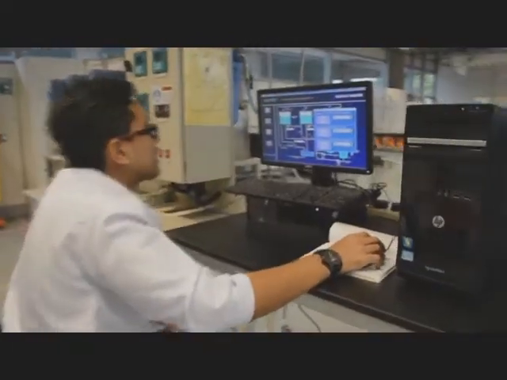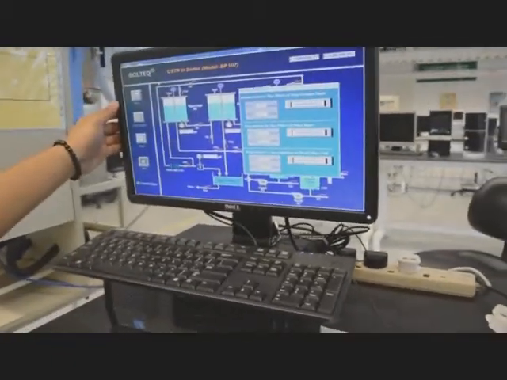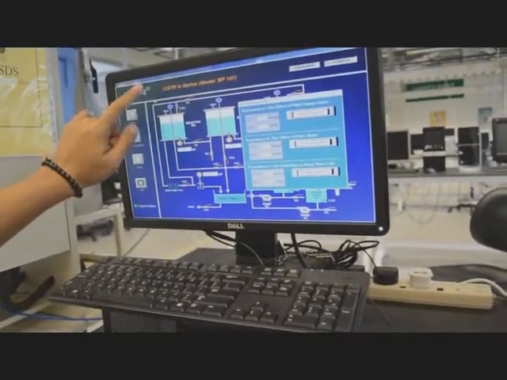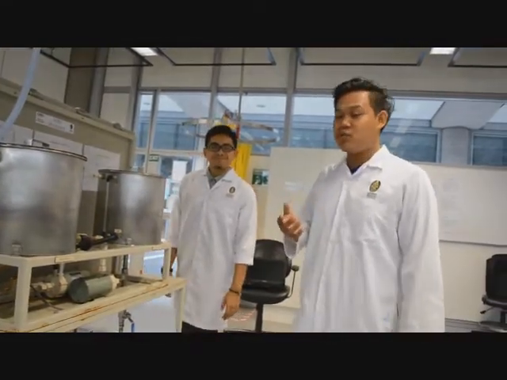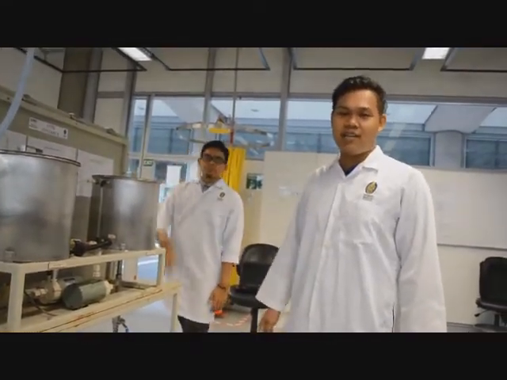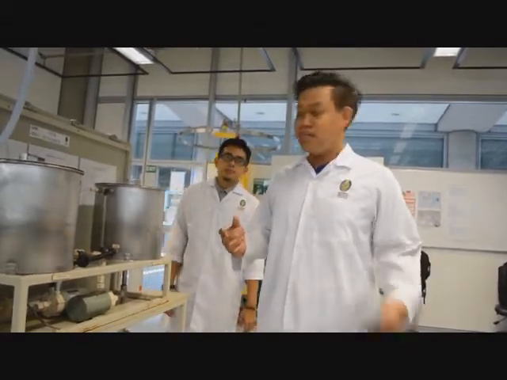Let's take a look at the software used to record the readings. The name of the software is Soltex, Soltex CSTR in series. The experiment consists of 3 parts, which are part A, part B, and part C. For part A, we have to investigate the step change input.